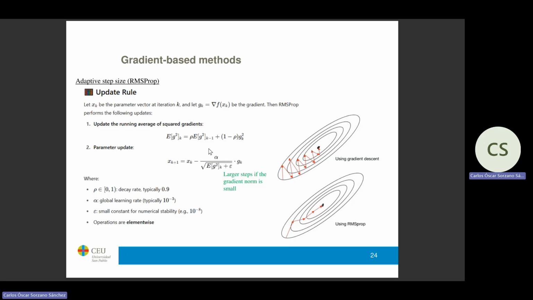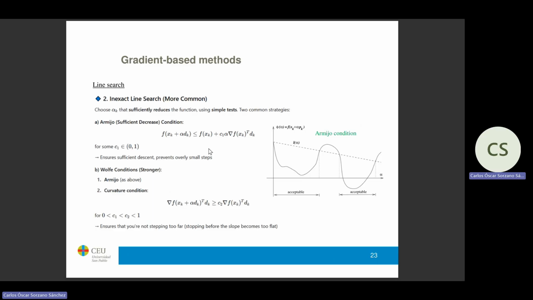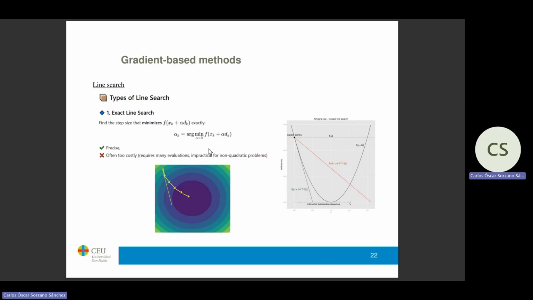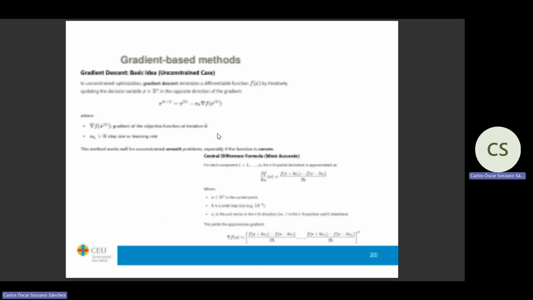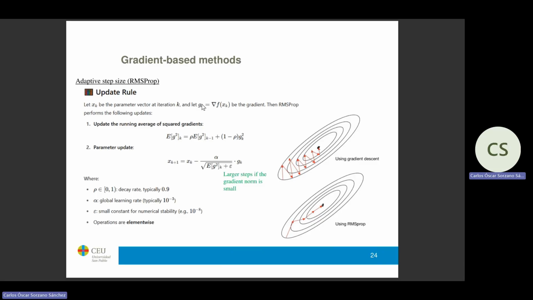Yeah, alpha is the learning rate. It is the same as in gradient descent. We have gradient descent here, so it is the same there. And what else? Yeah, and we have some epsilon just to avoid dividing by 0.